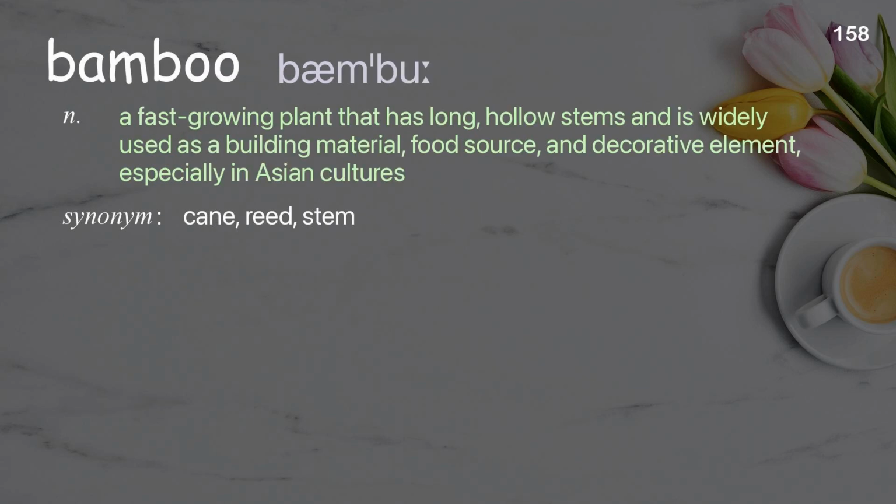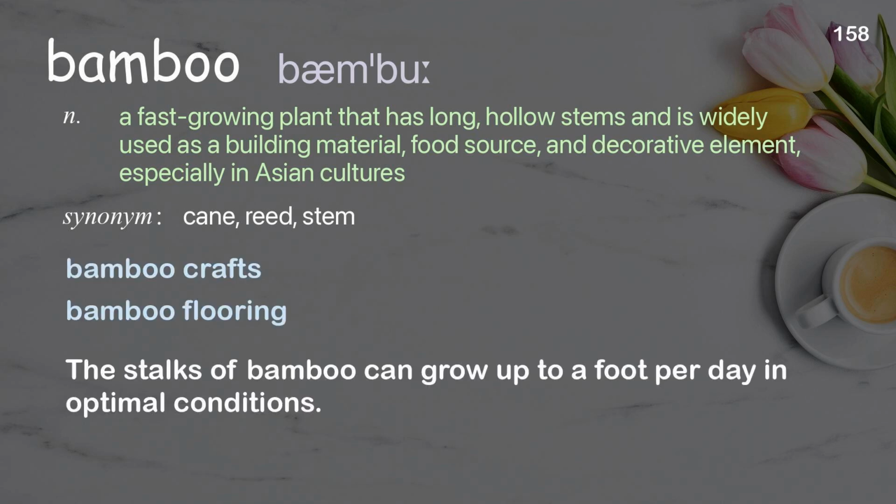Bamboo. A fast-growing plant that has long, hollow stems and is widely used as a building material, food source, and decorative element, especially in Asian cultures. Examples: Bamboo crafts, bamboo flooring. The stalks of bamboo can grow up to a foot per day in optimal conditions.